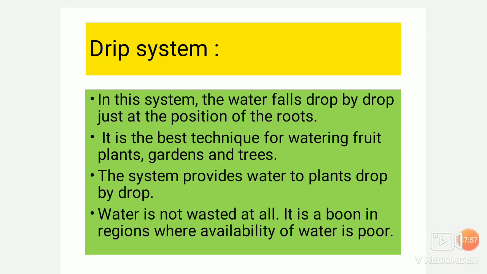Now the drip system. In this system, the water falls drop by drop just at the position of the root. This is the best technique for watering the plants drop by drop, and water is not wasted. It is a boon in regions where the availability of water is poor.